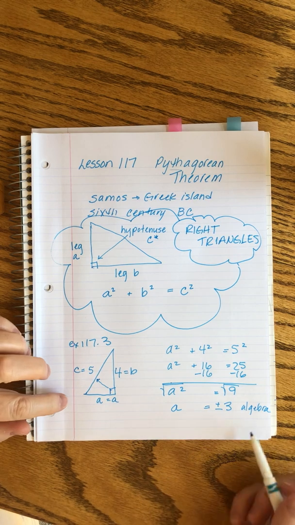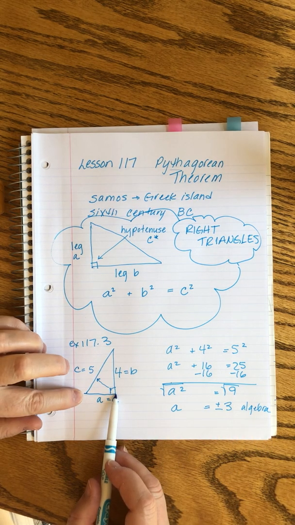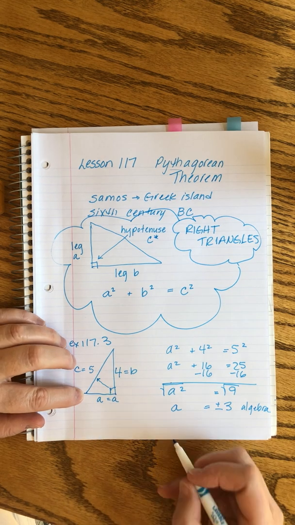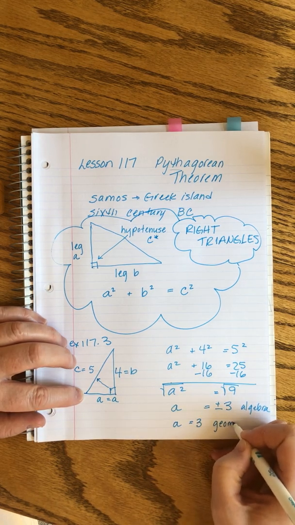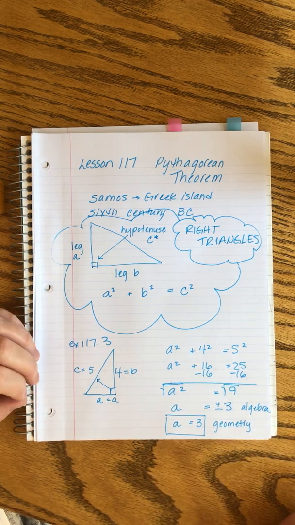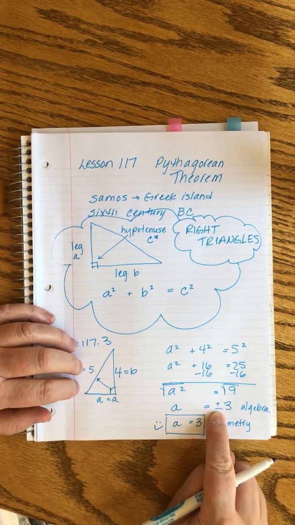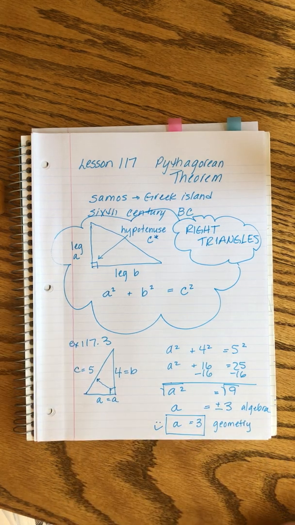But we're not working in just pure algebra. We're working in the world of geometry. Do you think there's any possibility that the length of this side could be negative 3? Yeah, I agree. It's not possible. So for purposes of geometry, we can simplify our answer to simply A equals 3. All right, we don't have to take that negative root into account because there's no way that could be a negative side, a negative length. All right, okay, 2 more.